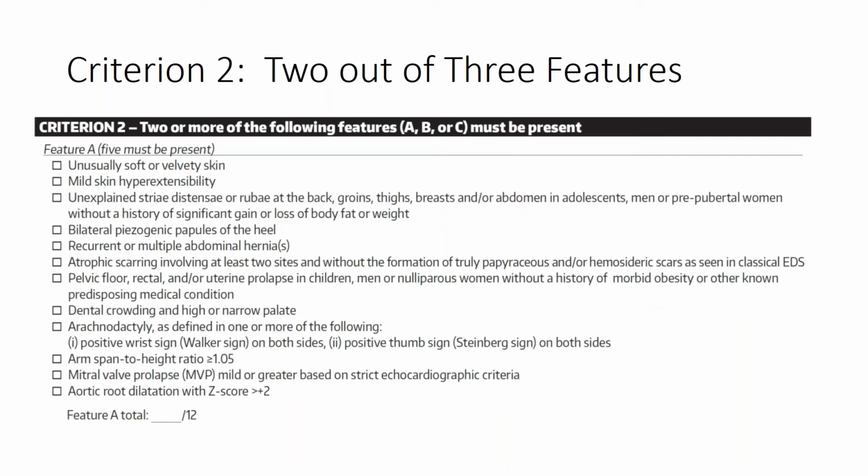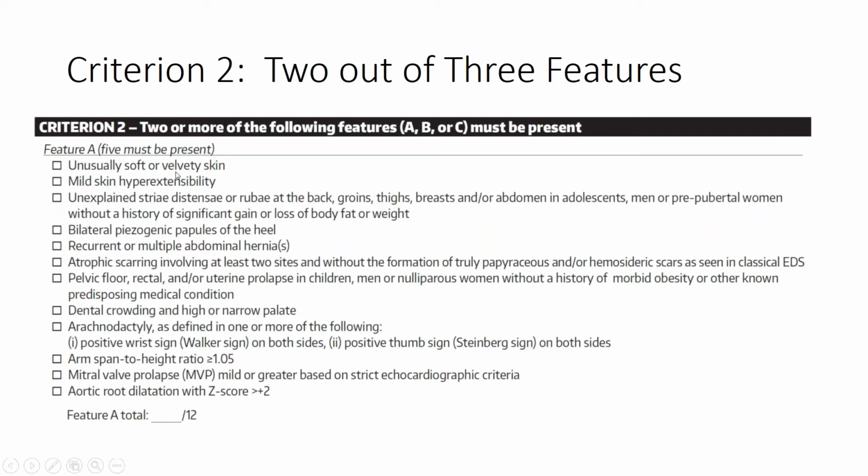Now, criteria 2 requires 2 out of 3 features. The features are labeled feature A, feature B, and feature C, and we need either A and B, A and C, or B and C in order to say that criteria 2 is met. Feature A includes 12 different systemic manifestations involving the skin and other organs in the body. And if 5 or more of those are present, we deem feature A to be met.